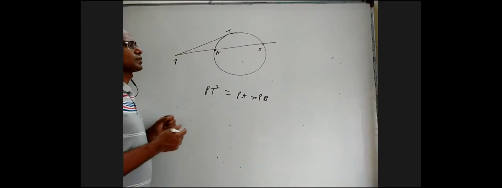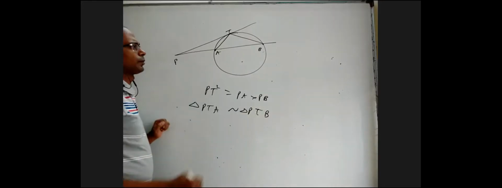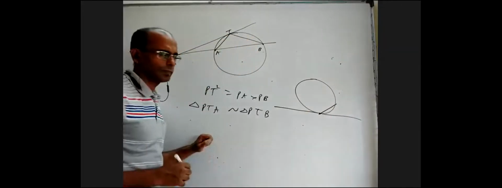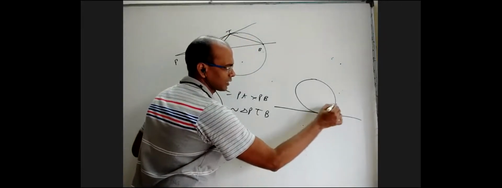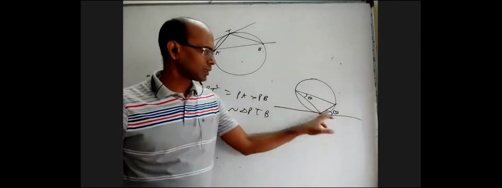How to prove it by pure geometry is very simple. You take this point, join here and join this. I want to prove that triangle PTA is similar to triangle PTB. There's a property in circles that you might have learned at school level. This is a tangent, and to that point, you take a chord. Whatever angle this theta is, that is the same as this theta. We call it the alternate segment theorem. This theta is the same as the angle subtended by this chord in the alternate segment.